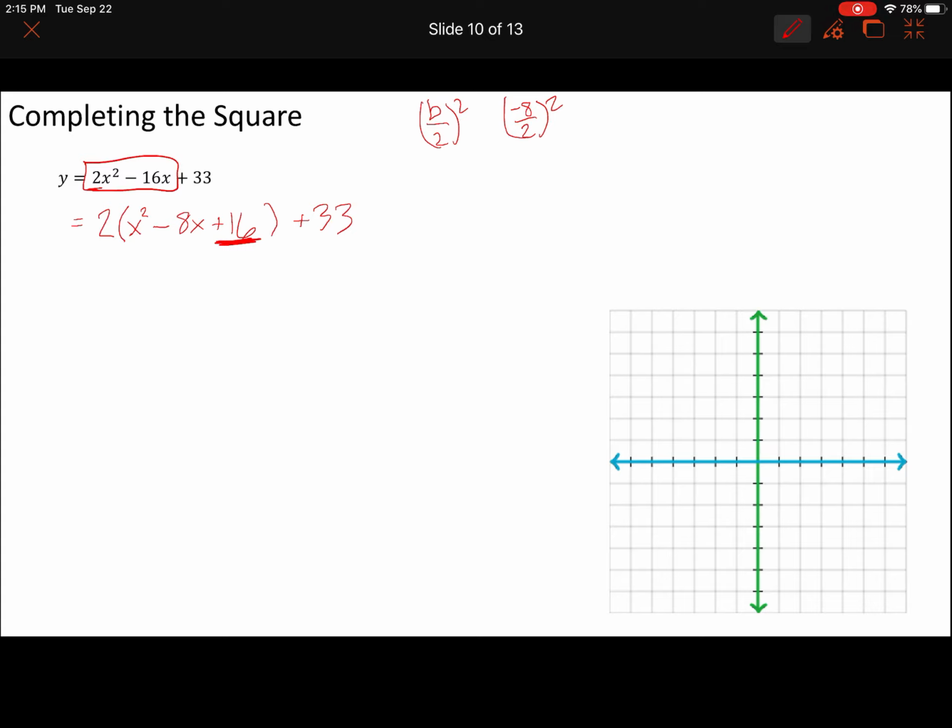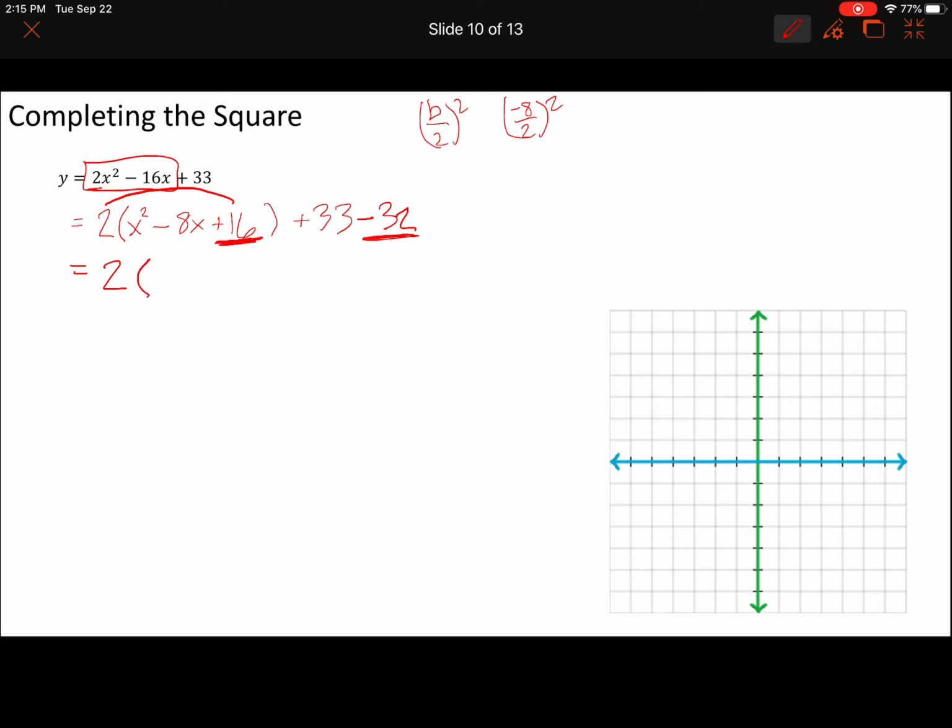But remember, I cannot just add 16 just because I want to. I have to offset it. If I add 16, I also have to minus 16. So in this case, if I add 16, I have to minus over here. However, I'm actually going to be minusing 32 to do the offset because I didn't actually just add 16 here. I added 2 times 16, which is 32. So since I added 32 here, then I had to minus 32 on the outside to offset what was happening.